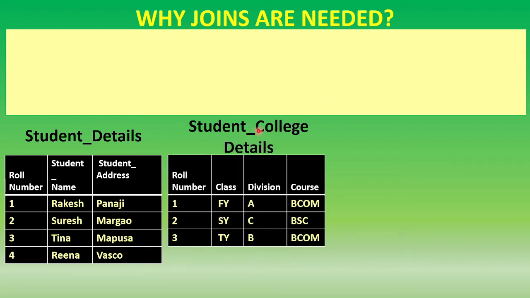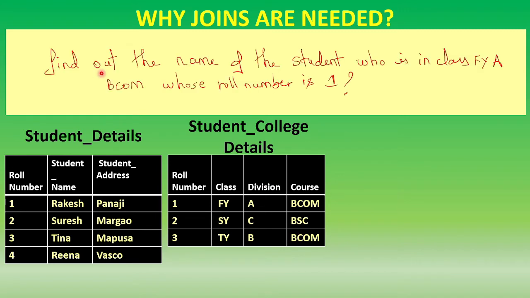Now this is the next table, the student college details table. Here the roll numbers of the students are there, class is there, division is there and course is there. Now suppose I want to find out the name of the student who is in class FYA BCom whose roll number is 1. For finding out the name, there is no name column in this student college details table, but the name is there in the student details table. So for this, I need both the tables, because I don't have any name column in this particular table.